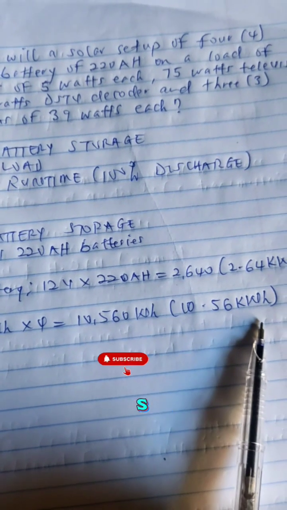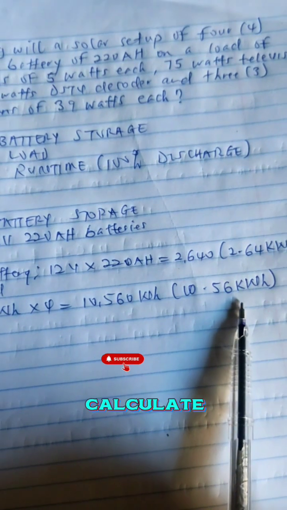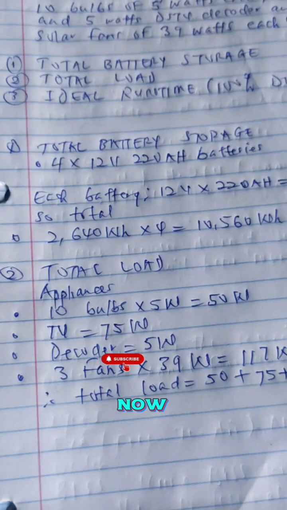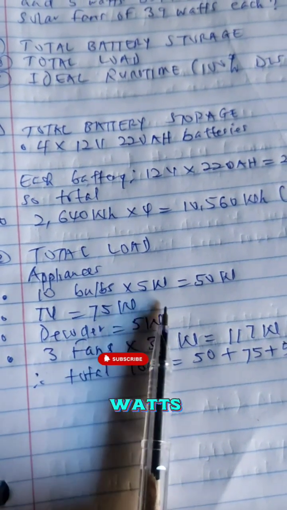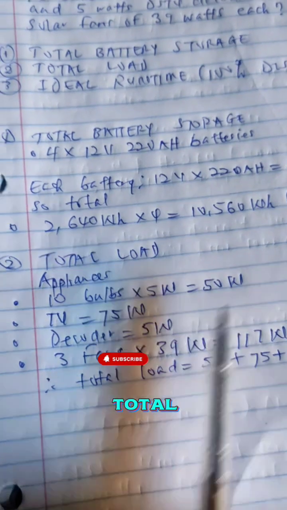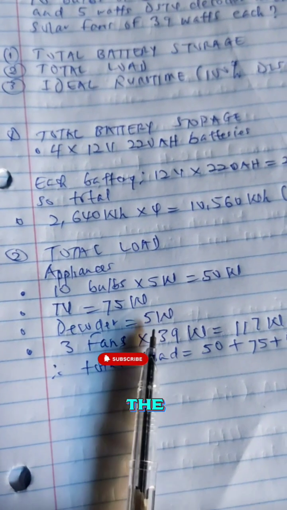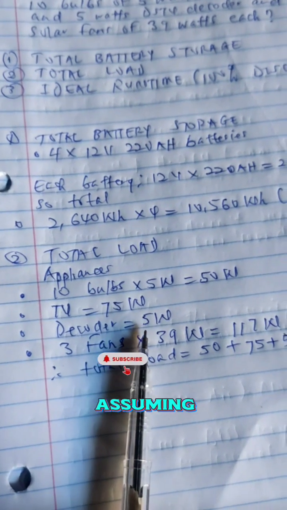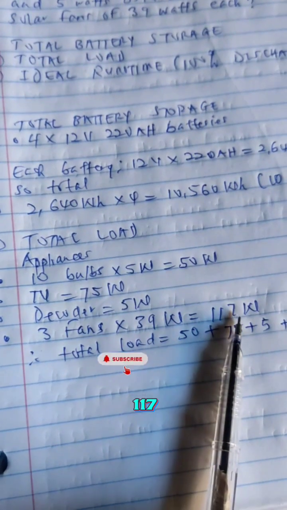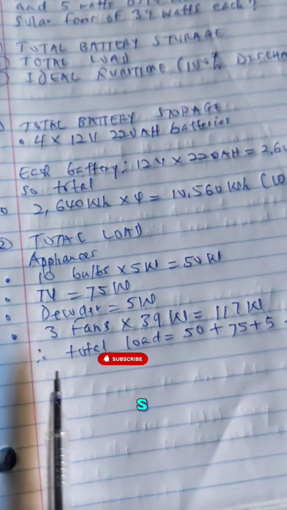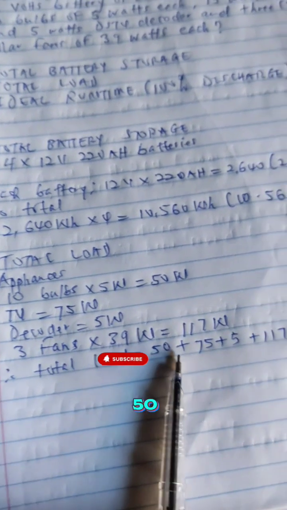Now for the load, we have our appliances as what? 10 bulbs of 5 watts each, which equals 50 watts in total. The TV is a 75 watt television. The decoder is 5 watts. I'm not saying the DSTV or any decoder is 5 watts, I'm just assuming 5 watts. Then 3 fans of 39 watts each equals 117 watts. So the total load in watts is equal to 50 watts. This 50 is for what?